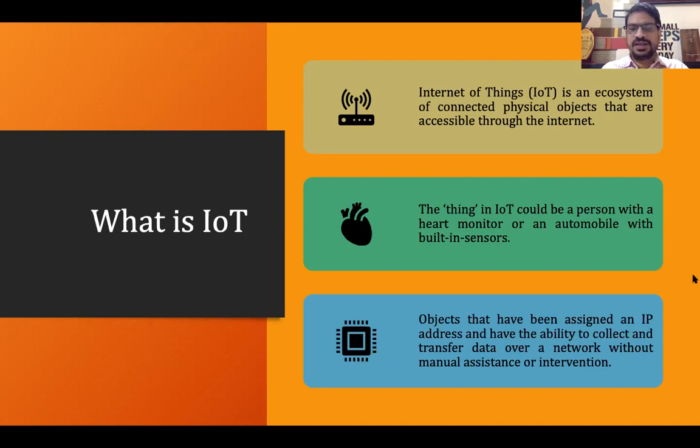Now, the objects that have been assigned an IP address and have the ability to collect and transfer data over the network without manual assistance or intervention. So the next thing about IoT is that those objects which have been assigned IP addresses have the ability to collect and transfer data over the network without manual assistance or intervention. These objects connected with the internet can transfer as well as receive data without human intervention, without human interaction, right?